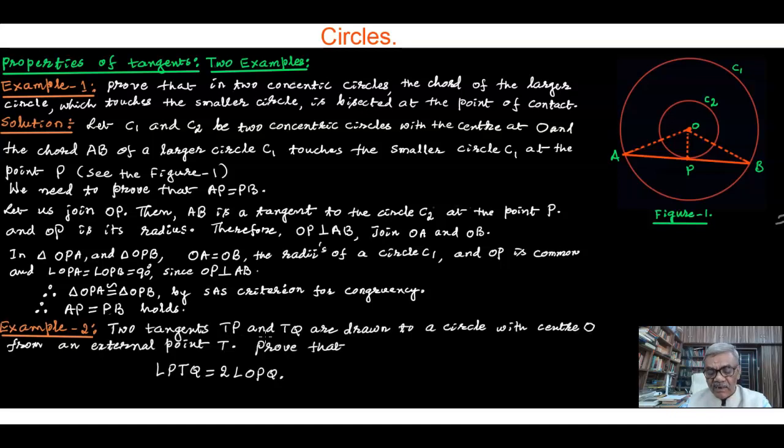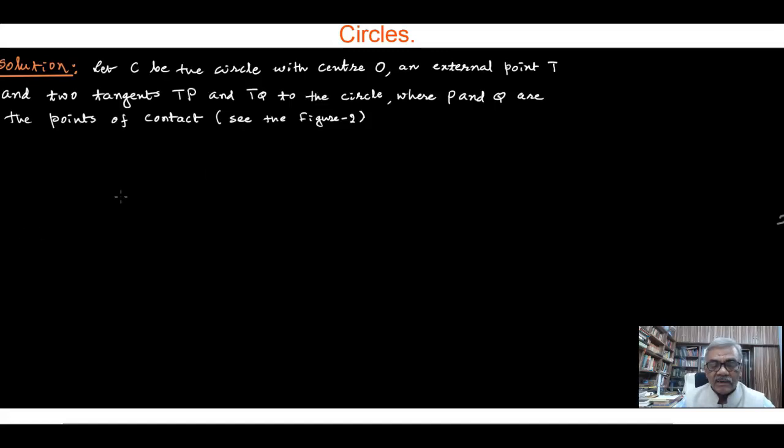The second example states that two tangents TP and TQ are drawn to a circle with center O from an external point T. Prove that angle PTQ is equal to twice the angle OPQ. Solution: let C be the circle with the center O, an external point T, and two tangents TP and TQ to the circle, where P and Q are the points of contact. See the figure here.